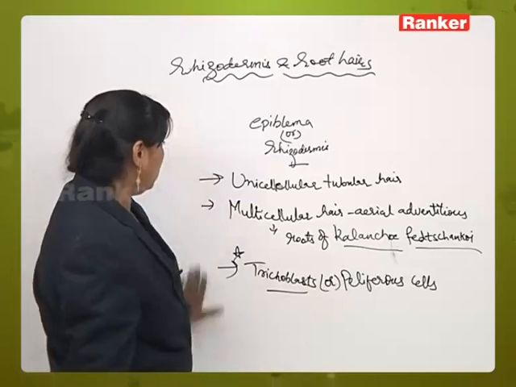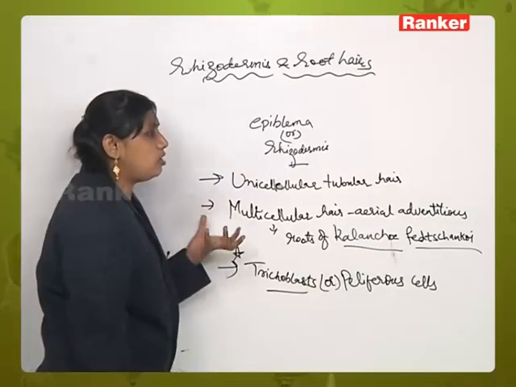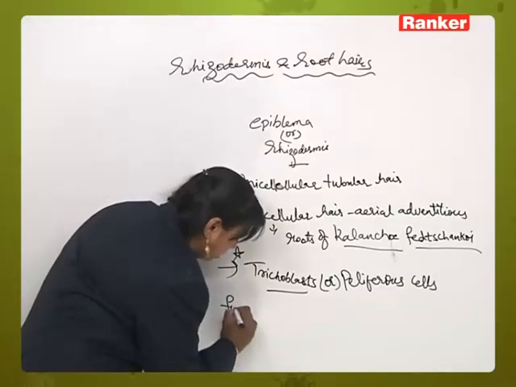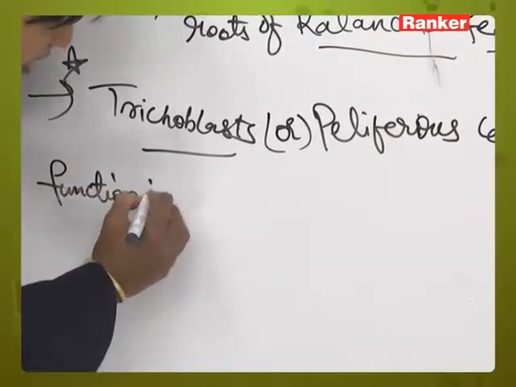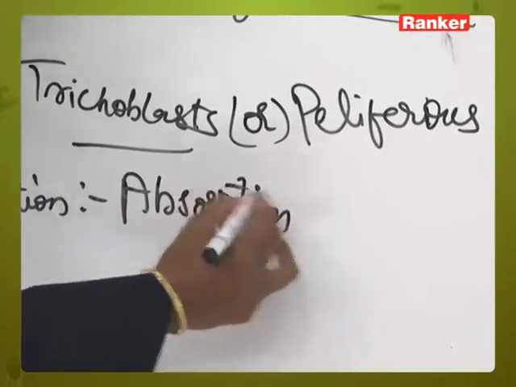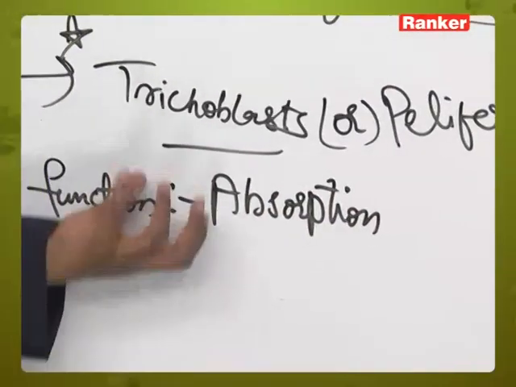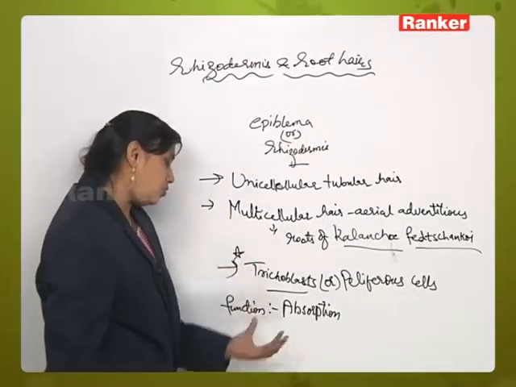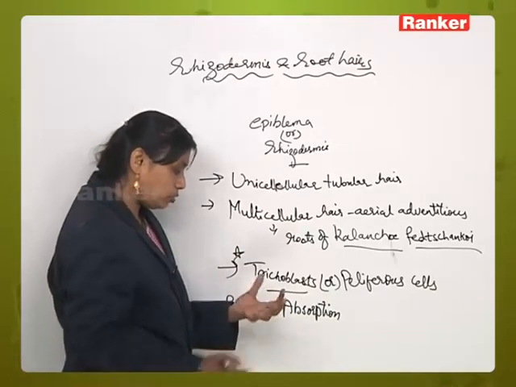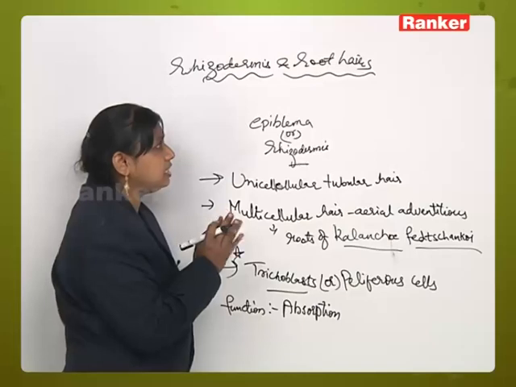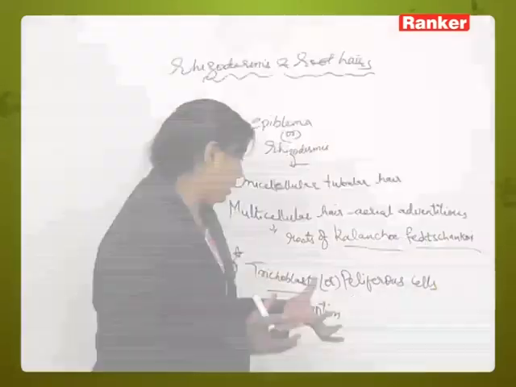Next, what is the main function of the rhizodermis or root hairs? The main function of the root hairs is absorption. What absorption will it do? It will absorb water and mineral nutrients from the soil into the roots. The other main objective of root hairs, in addition to the absorption of all the required content from the soil, is that they also help in increasing the absorption area of the root.